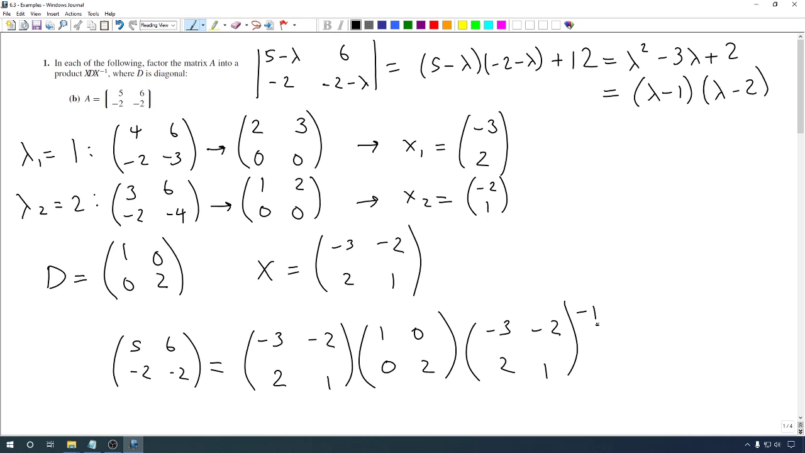I'm not going to go through finding that inverse or doing this matrix product. You can do that by hand if you want to. Or you could even see that if you move that inverse over to this side, basically take A times X, you can show that's equal to X times D. That way you don't have to compute an inverse, but it'd be the same kind of idea.